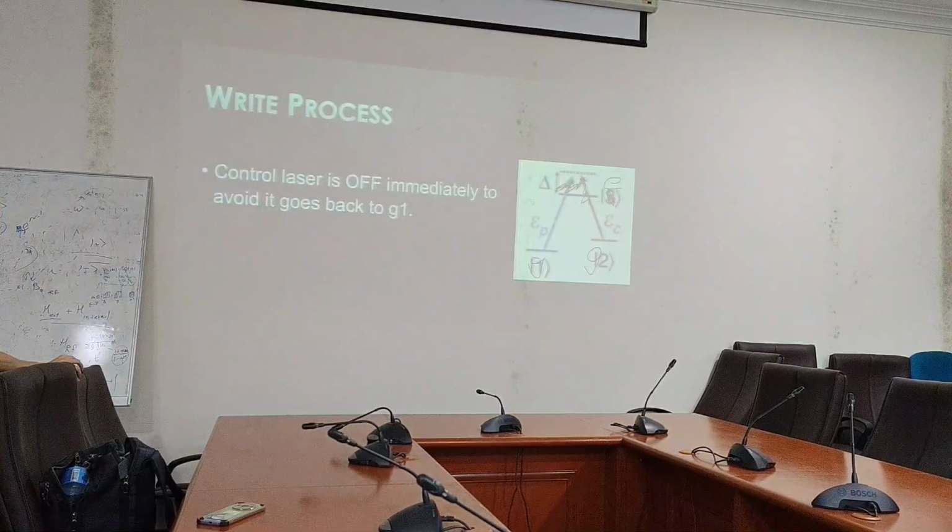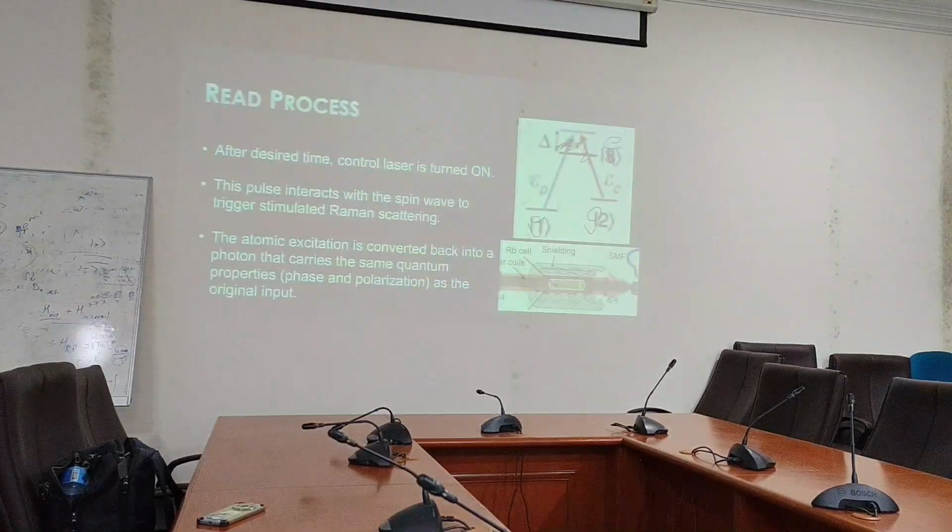After the single photon goes in, it will go to G2, and the control laser is turned off immediately to avoid it going back to G1. Then after some time, we turn on the control laser, and this pulse interacts with the spin wave to trigger stimulated Raman scattering. The atomic excitation is converted back into a photon that carries the same quantum properties, which means phase and polarization, as the original input.